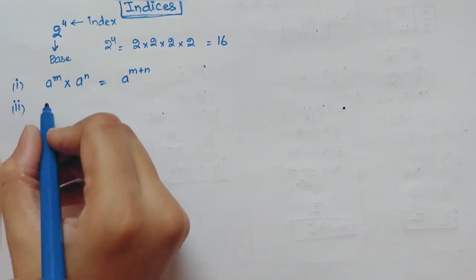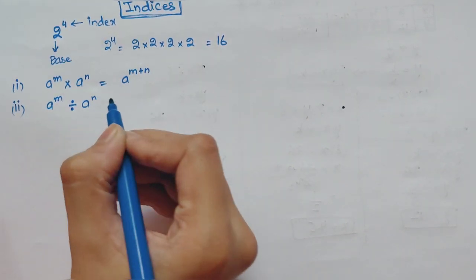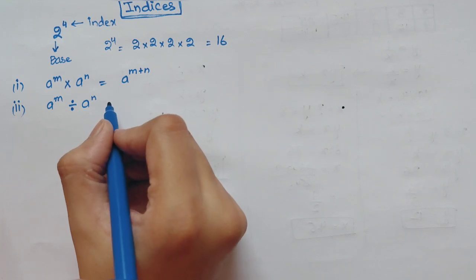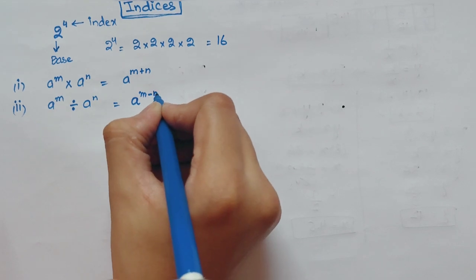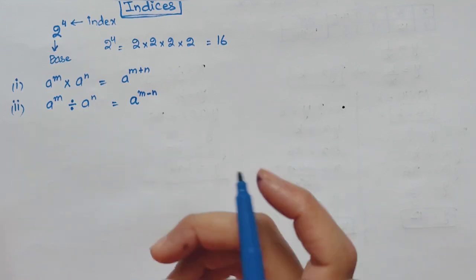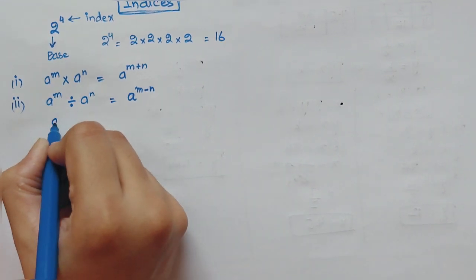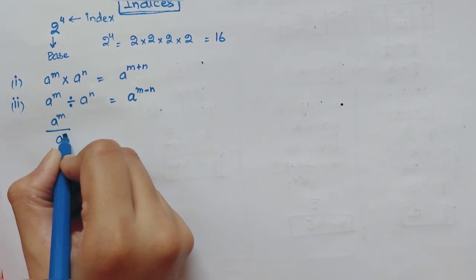The second rule is a power m divided by a power n. You can write this as a power m minus n. When the bases are the same, you subtract the powers. Your second rule is again the same. Let me write it in the simplified form. Look, I have written a power m divided by a power n.